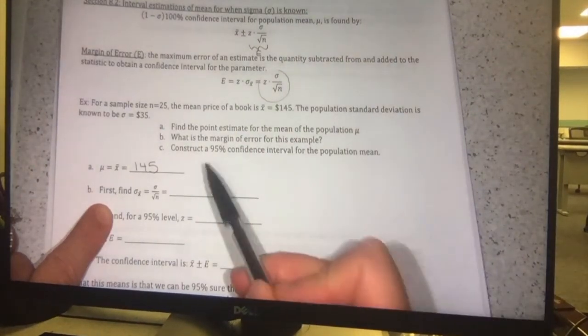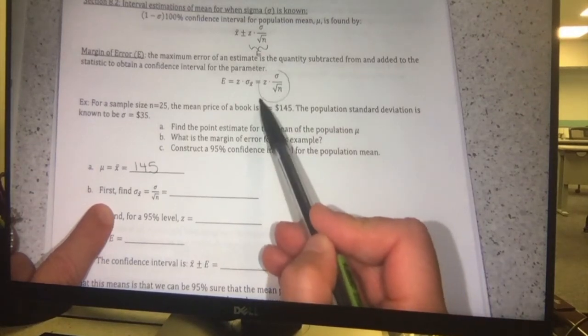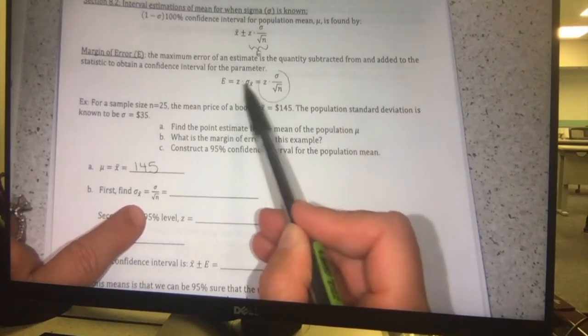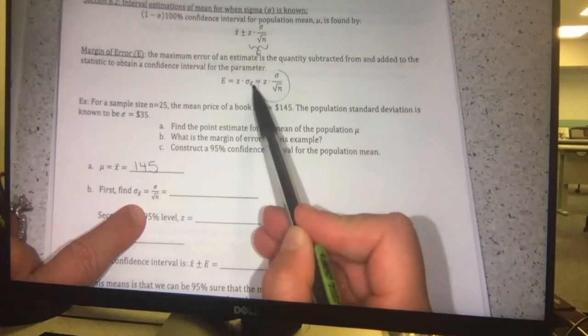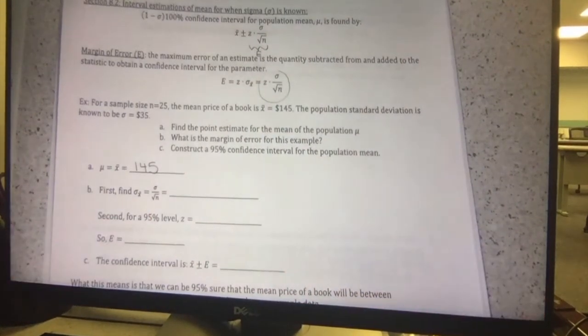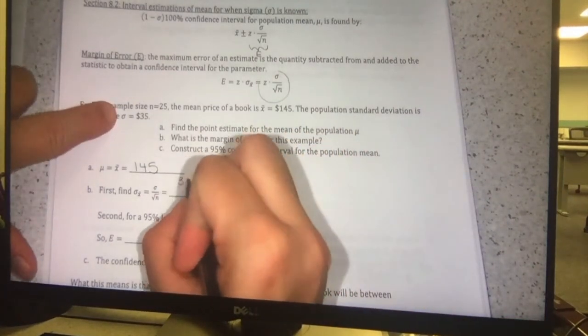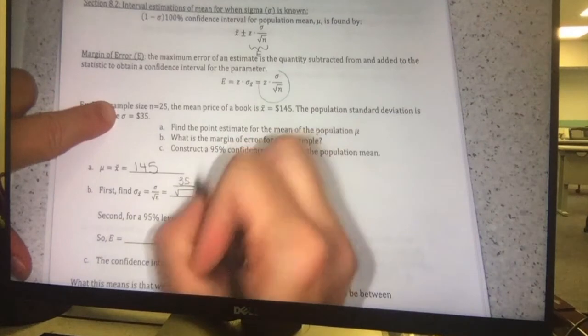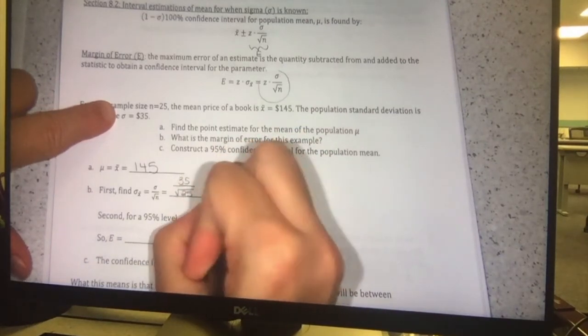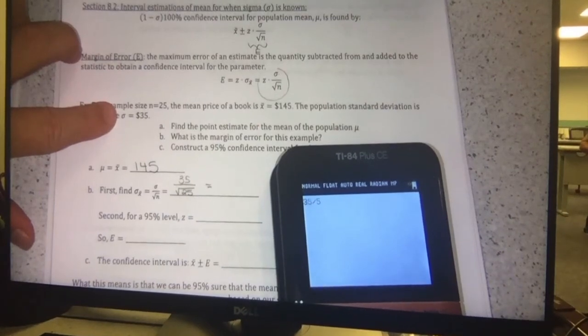B is what is the margin of error. To find the margin of error, we first have to find our sampling standard deviation, which is our standard deviation over the square root of n. So our standard deviation is 35 over the square root of n, which is 25. So just plugging into all these formulas. Bingo, 7. Yep, you're right.